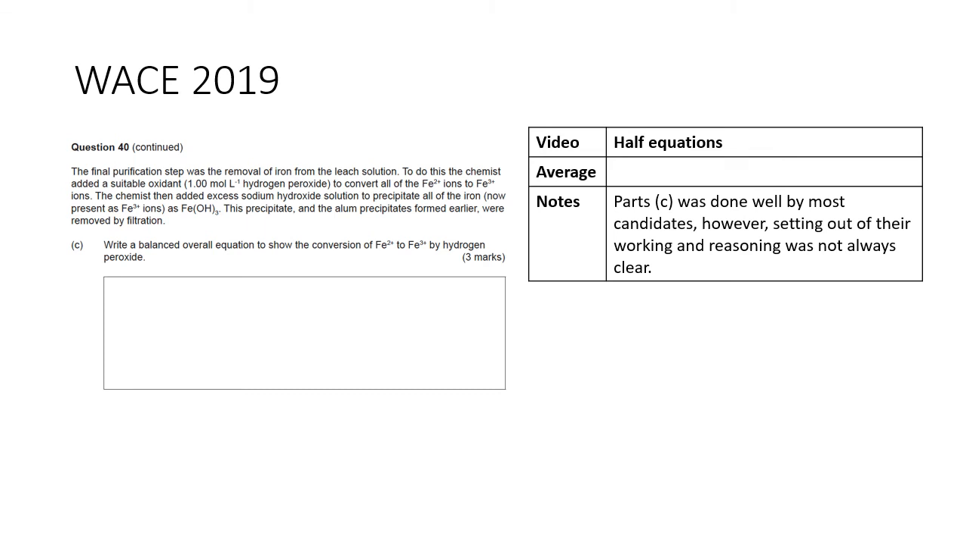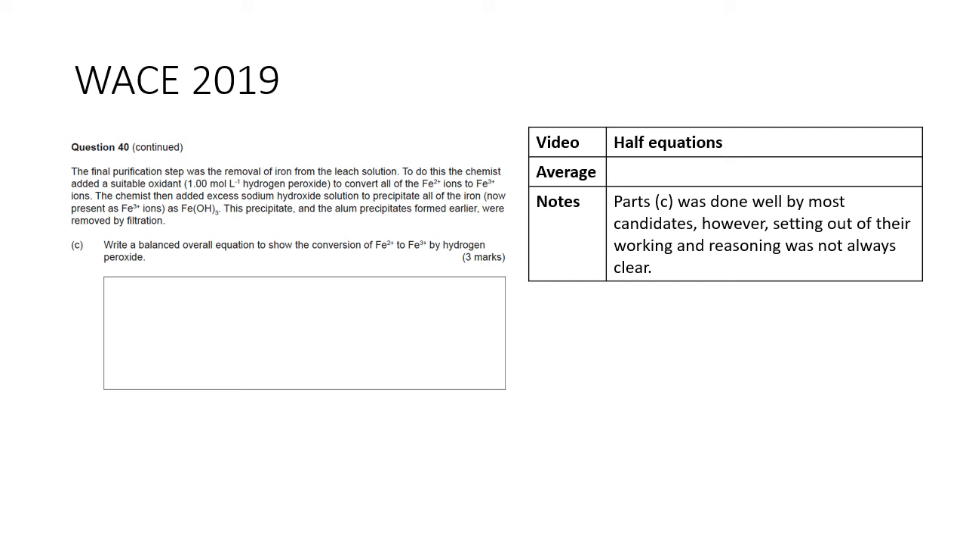And then finally, the final purification step was to remove the iron from the leach solution. To do this, chemists added a suitable oxidant, some hydrogen peroxide, to convert all of the iron 2 to iron 3. Then the chemist added excess sodium hydroxide to precipitate all the iron out. Write a balanced overall equation to show the conversion of Fe2+ to Fe3+ by hydrogen peroxide.